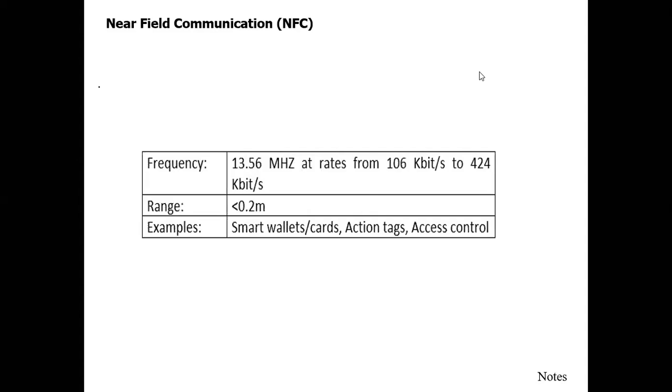Okay, so this is a summary table for NFC, near field communication. The frequency at which NFC works is 13.56 megahertz at rates from 106 kilobits to 424 kilobits, and the range is less than 0.2 meter. Examples are smart wallets, cards, action tags, and access control, when you want to open a door or when you want to open a gate. So you can implement NFC technology to access the gate.